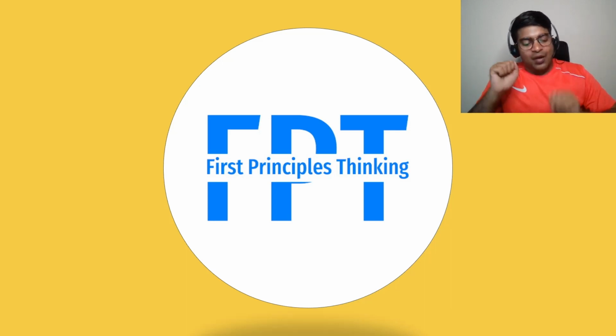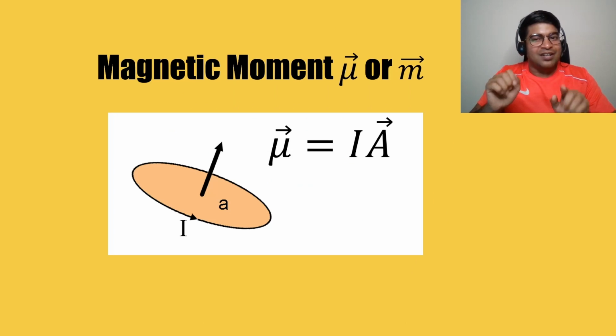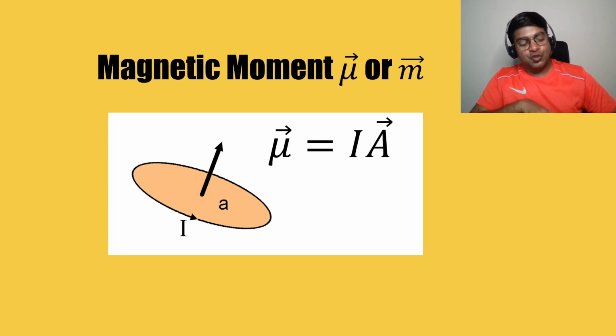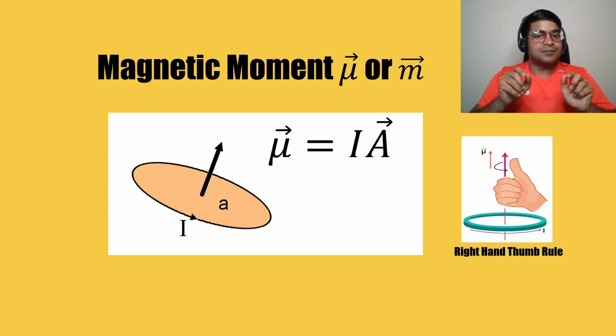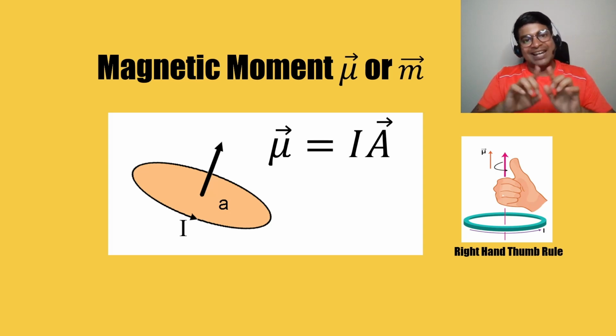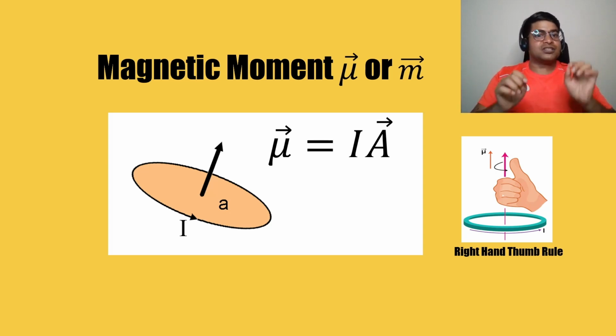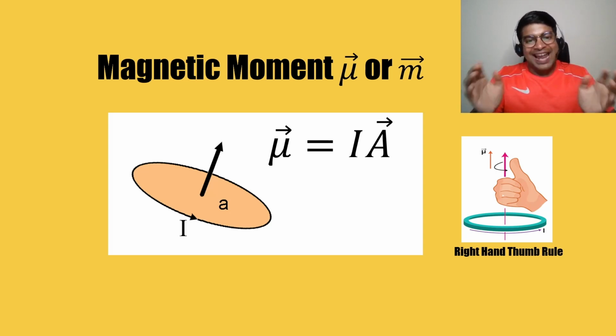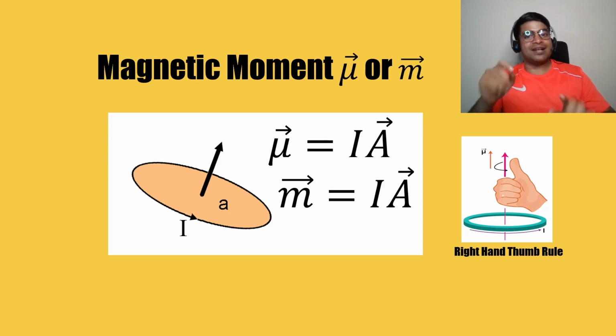So in part 2, I introduced this quantity called magnetic moment, and it is simply current times area vector. We can find the direction of this quantity by simply using the right hand thumb rule. Now mu is the symbol of magnetic moment as well as the permeability constant of any medium, and hence to avoid any confusion many books use small m for magnetic moment, and I am going to use a small m for magnetic moment.